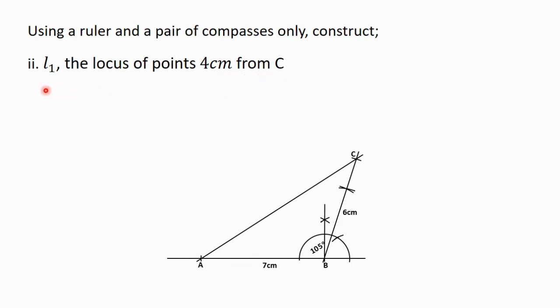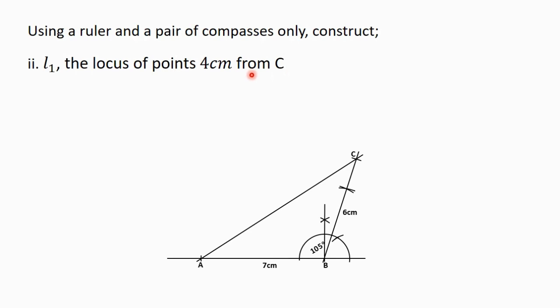So the locus we are going to construct, the question says that we should call it L1. And it is the locus of points 4 centimeters from C. So we are going to construct the locus of points 4 centimeters from a fixed point, which is point C. We have seen that the locus of points equidistant from a fixed point is a circle. The center of the circle will be the first point. So here, point C, which is the first point, will be the center of the circle.